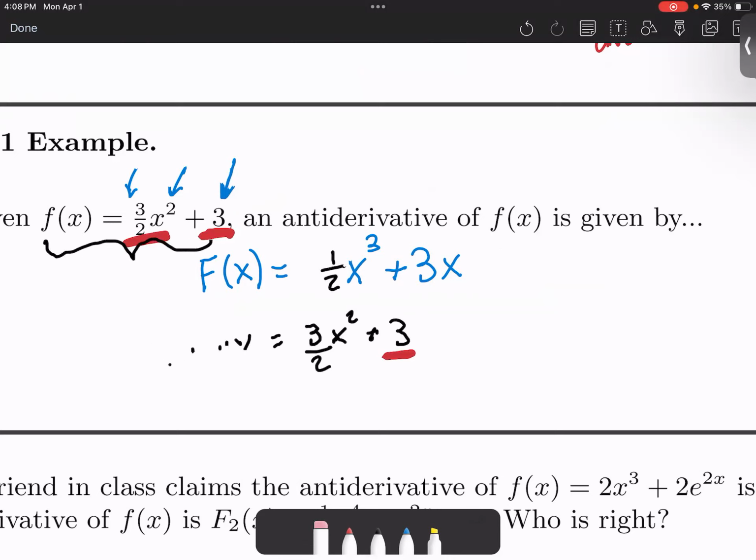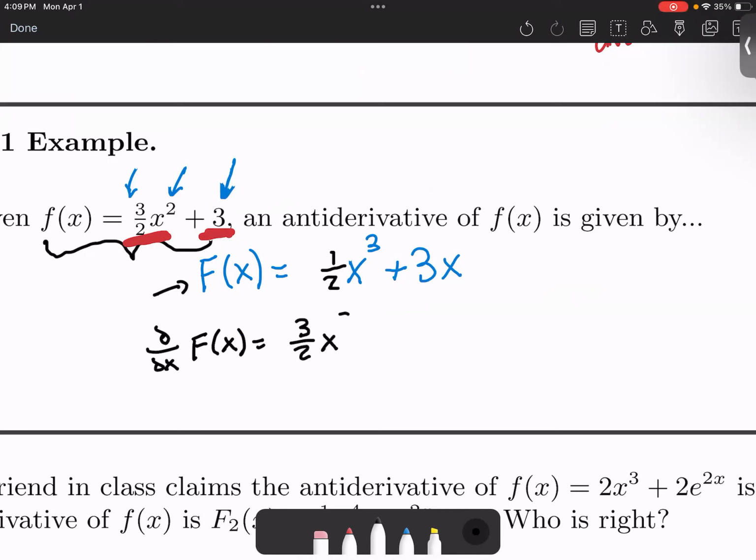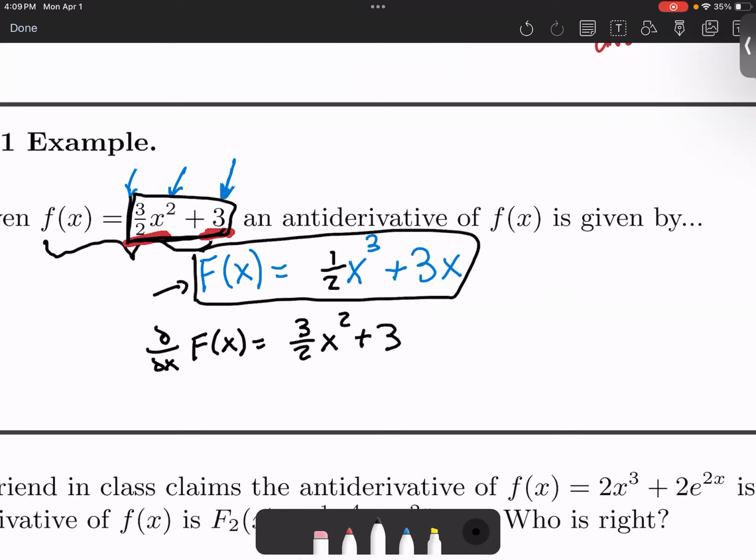All right, now let's check again. If capital F of x is 1/2 x cubed plus 3x, then the derivative of capital F of x will be 3/2 x squared plus 3. That is our original function. So capital F differentiated to lowercase f, which means that capital F is an antiderivative of lowercase f.